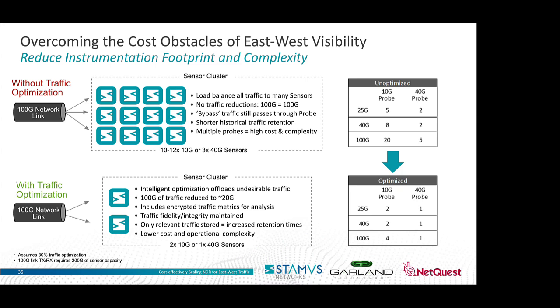So it becomes a very smart infrastructure between the TAP and the aggregation layer, the optimization layer, to be able to scale your budget and scale your visibility to catch more as it crosses the network.